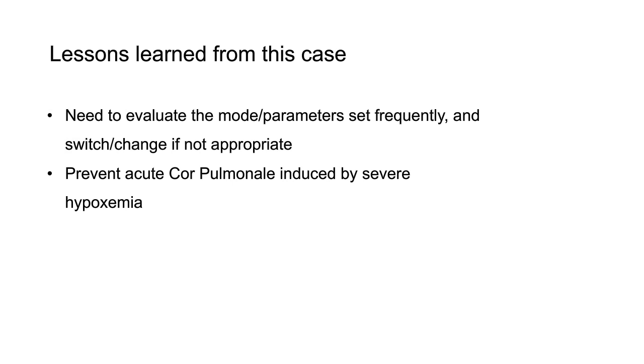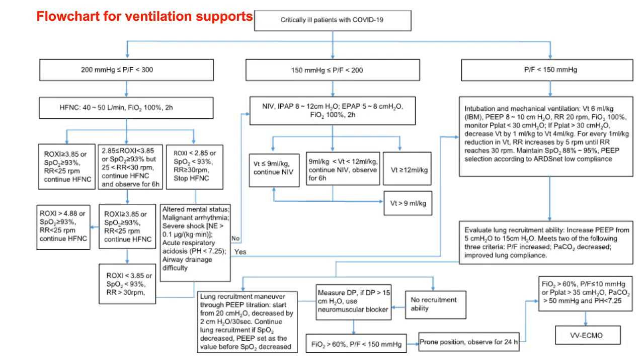So this is the doctor's qualification. And also prevent pulmonary hypertension. So this is induced by the severe hypoxemia. Now, if we improve the hypoxemia, this problem will be improved. Now, here is the whole chart for the ventilation support for our patients. So, based on the key criteria, we initially choose the different mode of ventilation, and then we will continuously evaluate which mode works or not. If nothing works, we need to change mode, and choose the best mode for the patient.